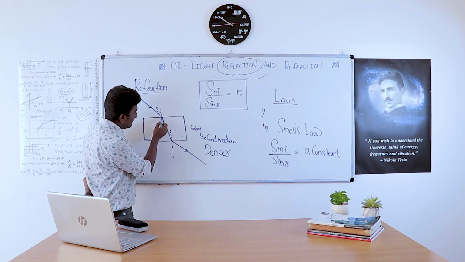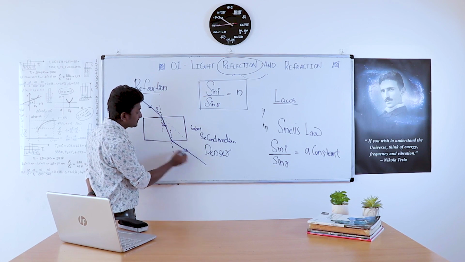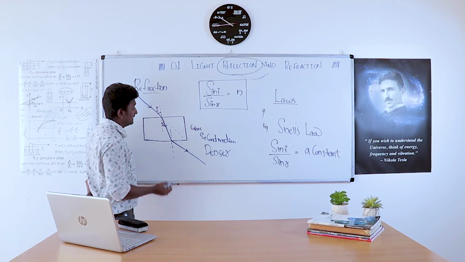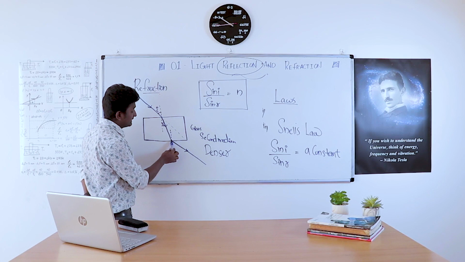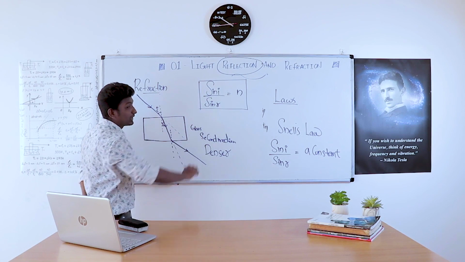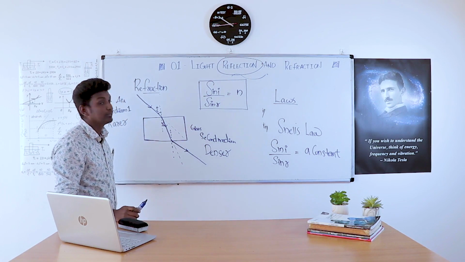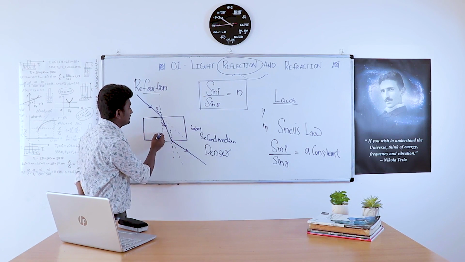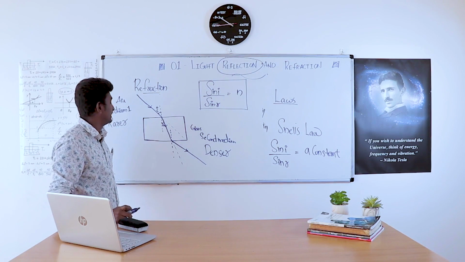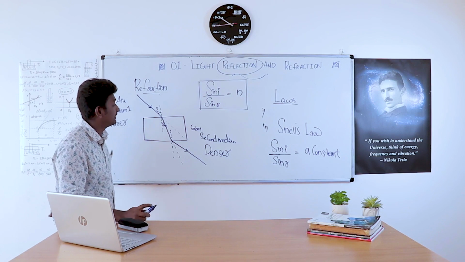In the same way, when the ray of light travels through the glass and enters the air, if there is no change, then the ray must go like this. But what happens? It bends away from the normal. So when a ray of light travels from a denser medium to a rarer medium, it bends away from the normal.